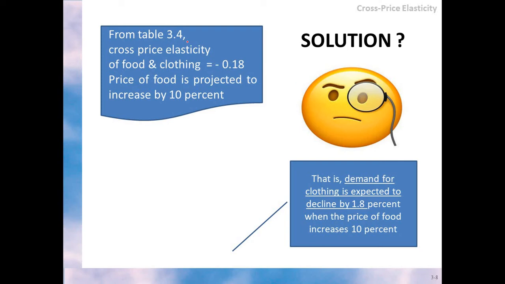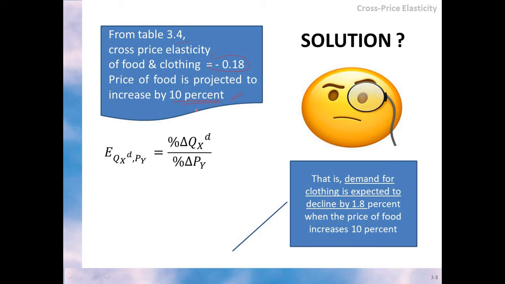From table 3.4, we have this value given: negative 0.18. And then the price of food is projected to increase. This is also given. So the question is, what happened to the demand for clothing? For this kind of question, I advise you to use the first formula, because we are given this information in terms of percentage change.